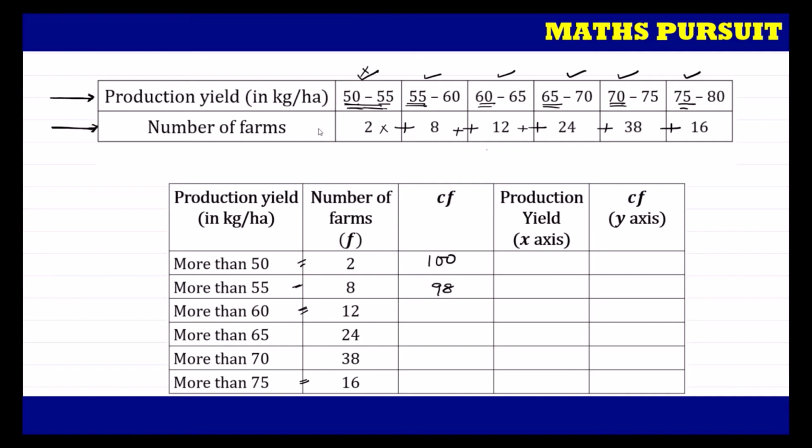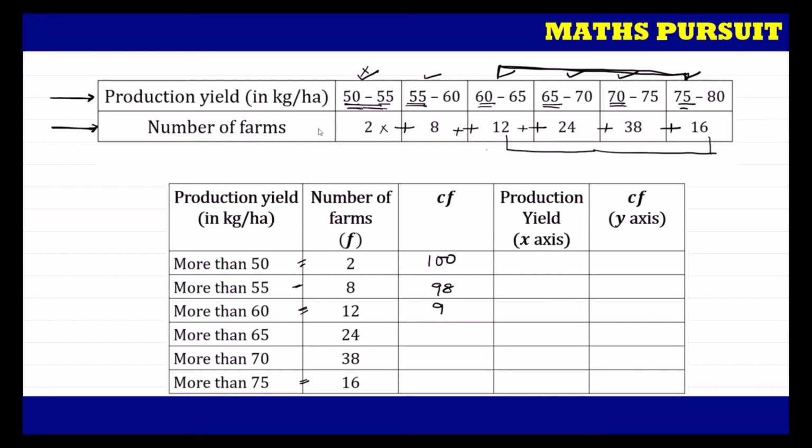Similarly, more than 60 means the frequency includes from here to here. We add all these numbers starting from 12 till 16. And what do we get? If we add all these numbers from 12 to 16, we get 90.